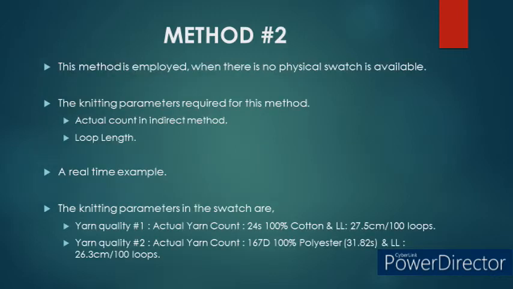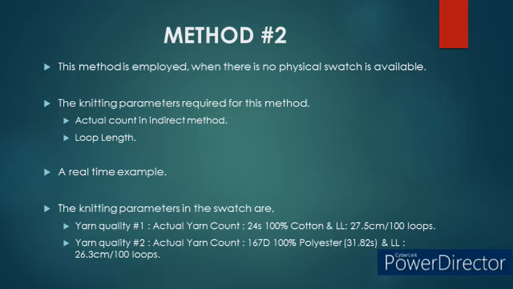Method 2. This method is employed when there are no physical swatches available and only the knitting parameter details are available. In this method, the yarn percentage contribution can be calculated using knitting parameters. Number 1, the actual yarn count in the indirect method. That is, if the yarn count is in denier, it needs to be converted into NE, that is English count.